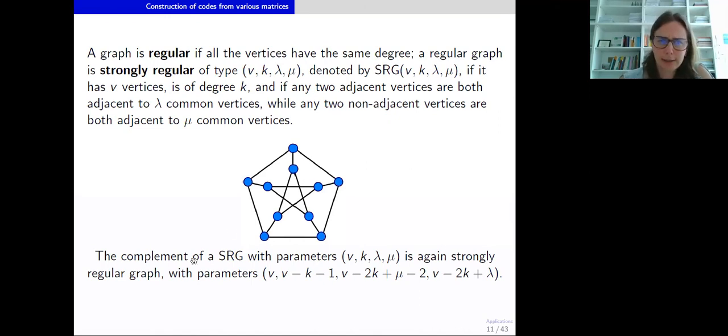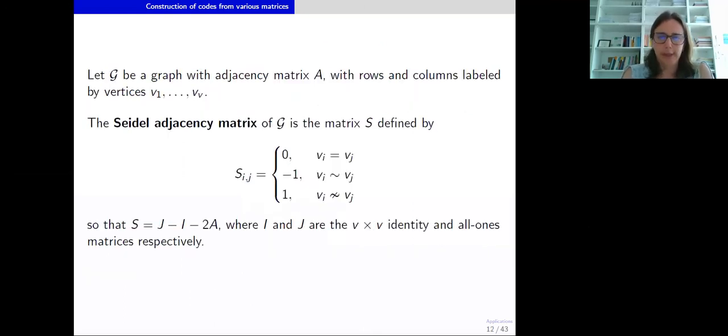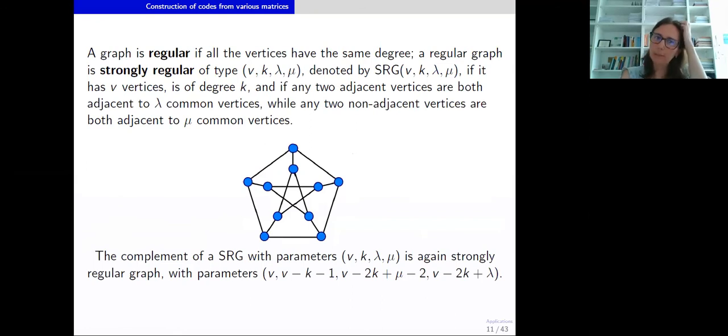One of the properties that I think I didn't remark so far is a very well-known remark, which says that the complement of a strongly regular graph with parameters (v, k, lambda, mu) is again strongly regular, and we know what the parameters of this strongly regular graph are. We know what the regularity number is and what the lambda and mu are. And this is not very difficult to prove. You just have to play a little bit with vertices, and you have it almost immediately.